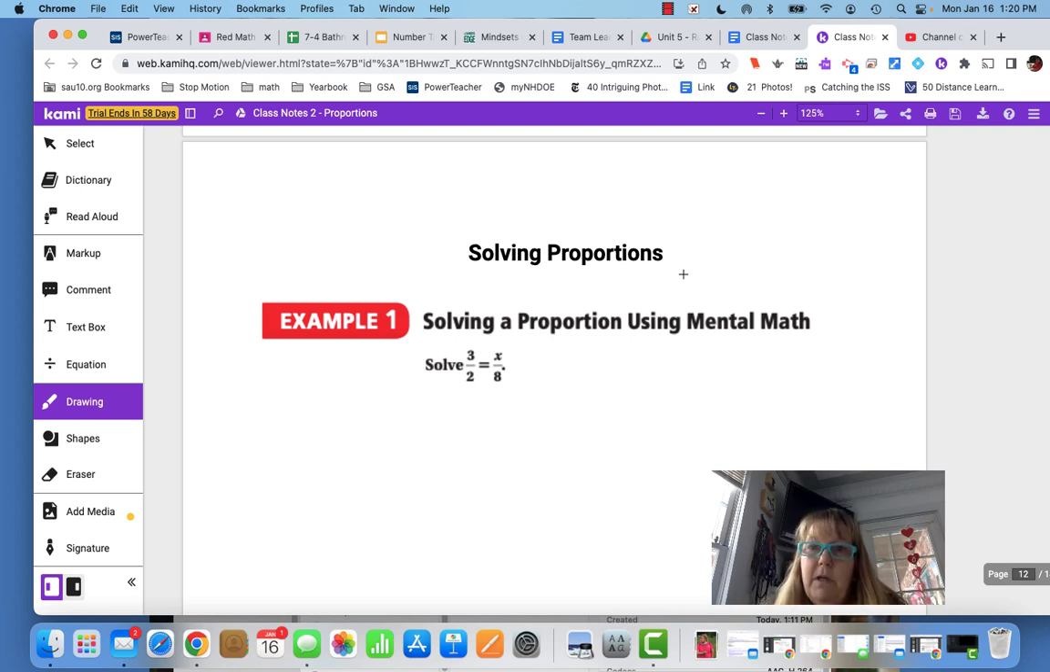So we have identified them, we've talked about ratios, talked about rates, we've figured out whether or not two ratios are in a proportional relationship, we've written proportions, and now we're finally going to solve them.